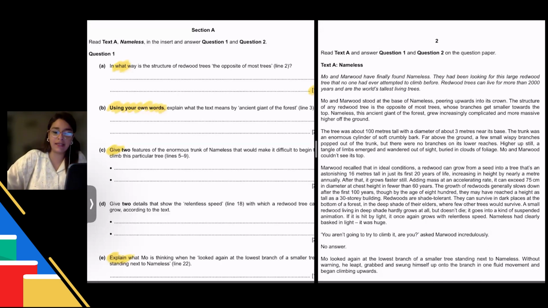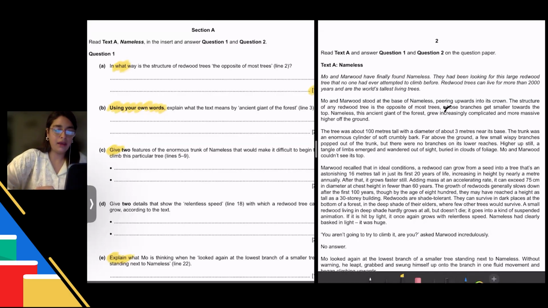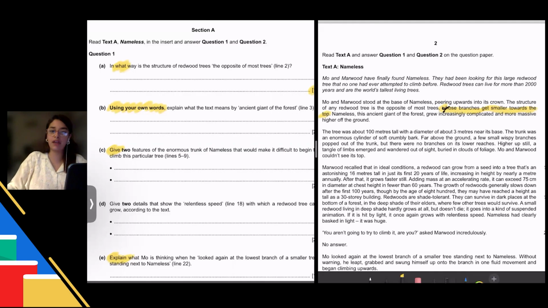So either we highlight the idea that they are either this section right here, talking about how the branches are smaller. So there's two ways we can answer this. Either we say that the branches do not get smaller towards the top of other trees, or in this case, the branches get larger towards the top of the tree for the redwood tree. So this is something that you need to clarify exactly what branches you're talking about. If you just mention a tree, then that's again going to be something that is going to be considered as an incomplete answer. So this is something that you need to be very careful with.